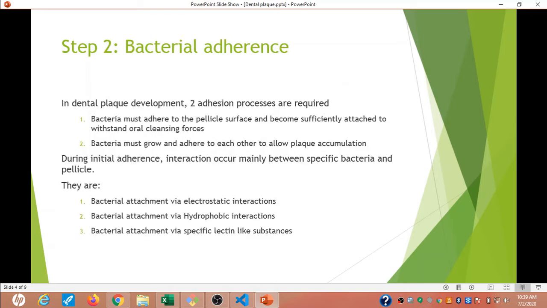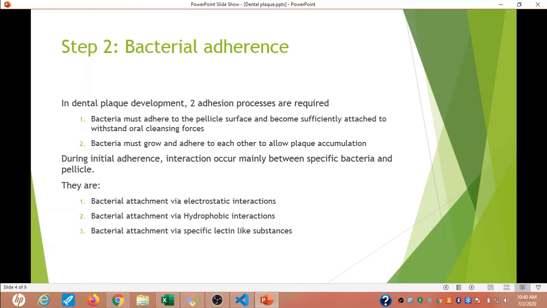Second step is the bacterial adherence. In dental plaque development, two adhesion processes are required. First, bacteria must adhere to the pellicle surface and become sufficiently attached to withstand oral cleansing forces. Second, bacteria must grow and adhere to each other to allow plaque accumulation. So two steps in adhesion process.